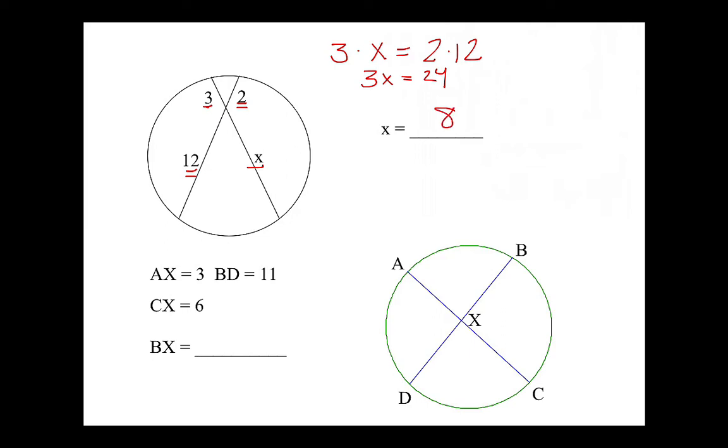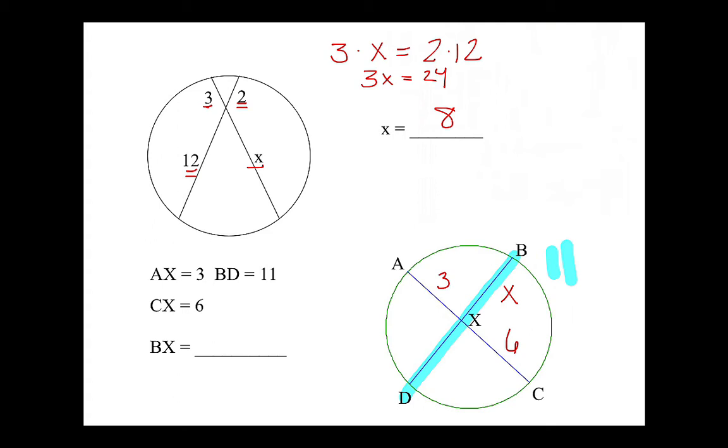Very simple. Now I can change this up depending on what lengths that I give you. For example, in the next example, I give you AX equals 3, CX equals 6, but then instead of giving you part BX or DX, I give you all of BD is 11. Well, that changes things a little bit. So if I'm looking for BX, that's what I'm going to call my variable. I'll call it x.